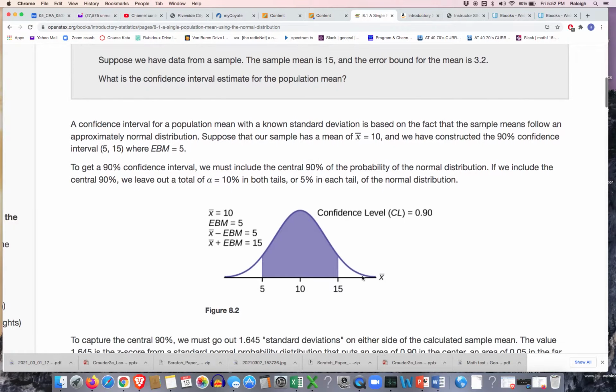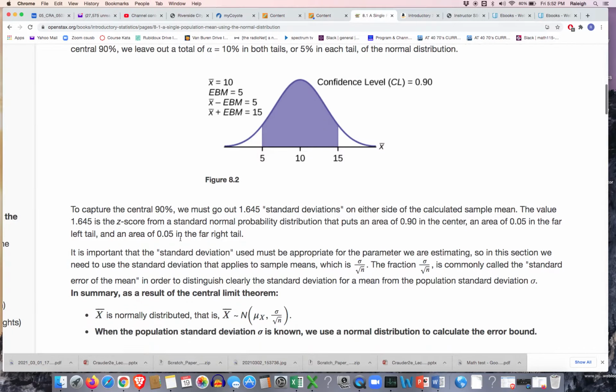Not too difficult. Okay, so to capture the 90% in the middle, we must go out, as we saw earlier, 1.645 standard deviations on each side of the calculated sample mean. The table would show you that visually, and plus and minus 1.65 has a bound of 97.5% minus 2.5% for a total of, well, actually I made a mistake here. That would be 95% minus the 5%. Then you get your 90. Yes, so the 90% is 1.645. The more usual one is the 95% with 1.96.